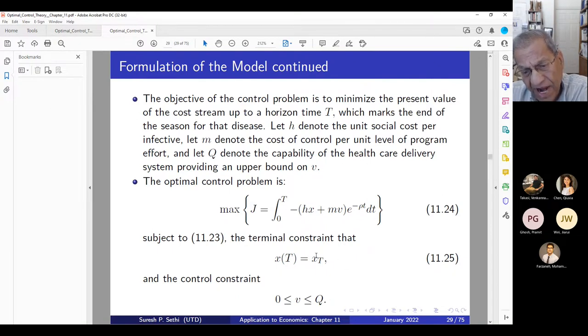At the end of the season, we want a minimal number of infectives, which we will denote as x_T. It could be whatever number you want. And so that is given. And the control effort has an upper bound of Q. So you cannot control much more than that.